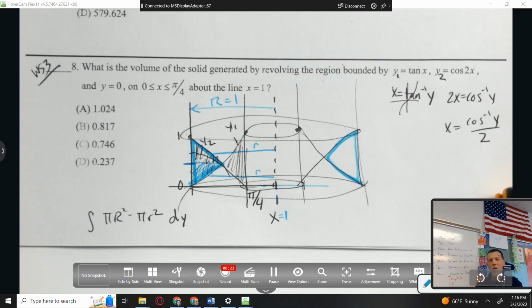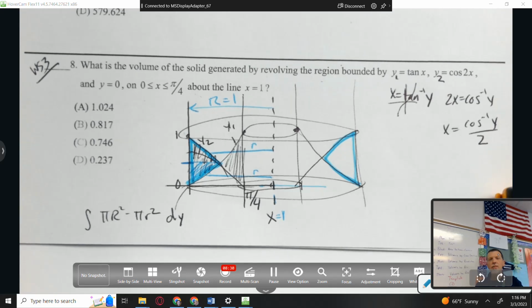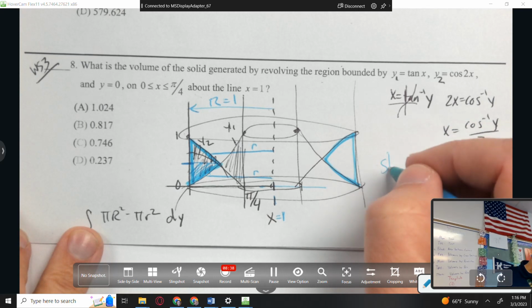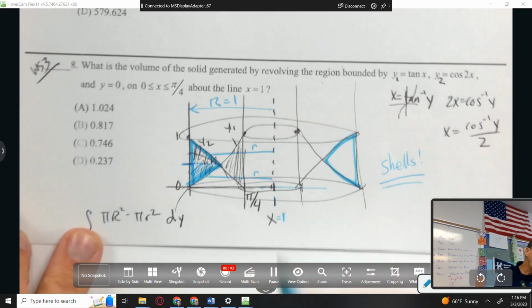Is there anyone like this one? No. So can we just skip this? I think this would be a prime candidate for a different method that we don't teach. Let's skip this. What's the answer? I think it's C. This would be a good shell method problem. We didn't even do the shell method.